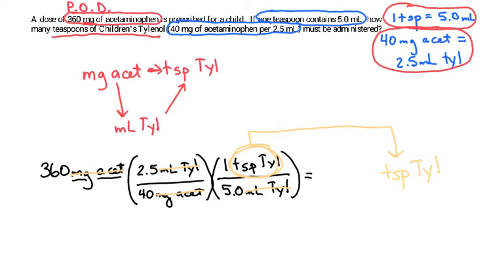Now all we have to do is the math. So we're going to say 360 times 2.5, divided by 40, divided by 5. And our answer is 4.5 teaspoons of Tylenol. In order to get a dosage of 360 milligrams of acetaminophen, our child would have to receive 4.5 teaspoons of that Tylenol.